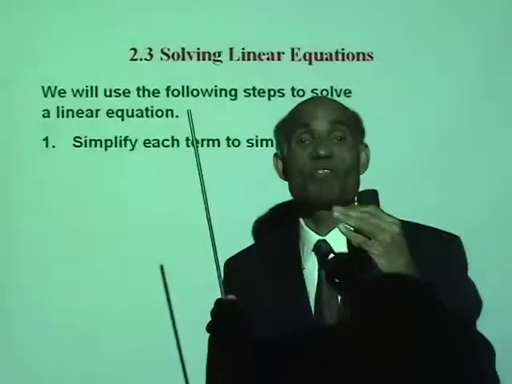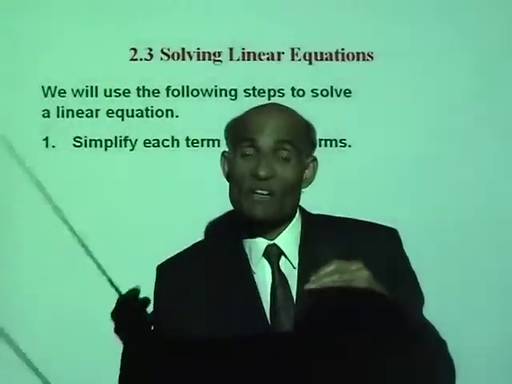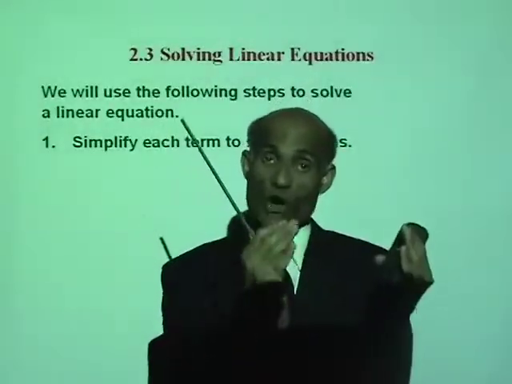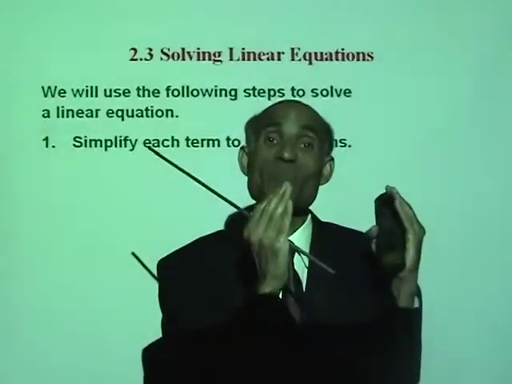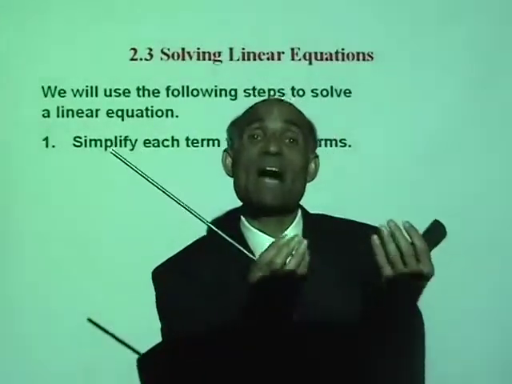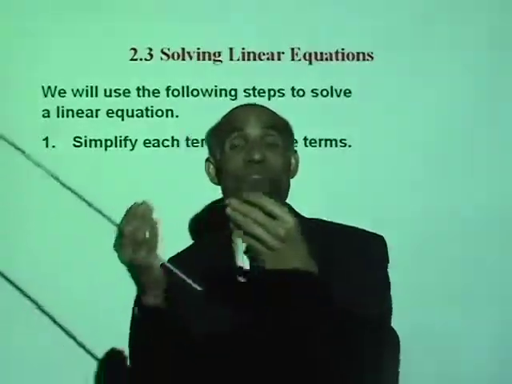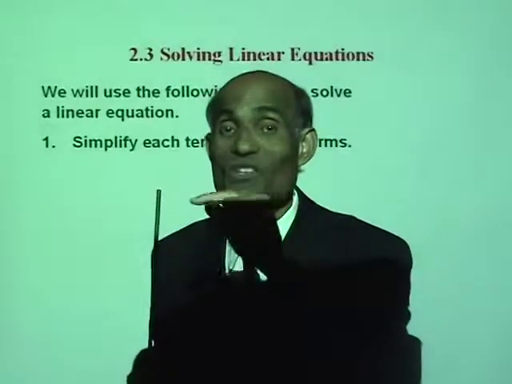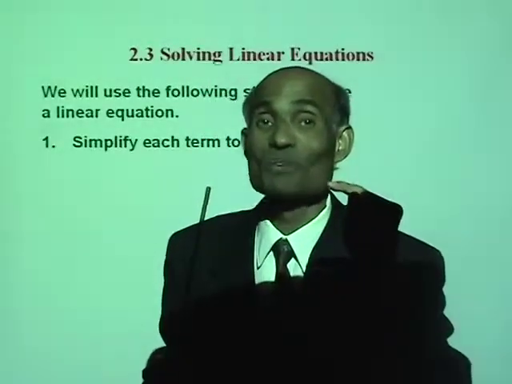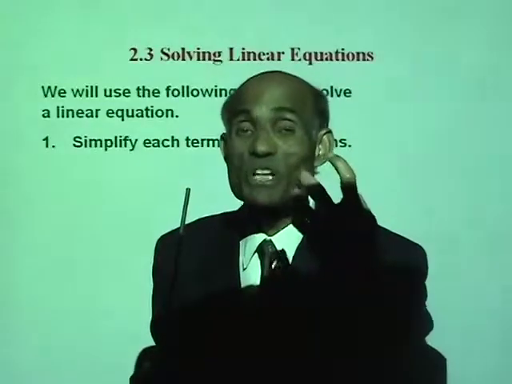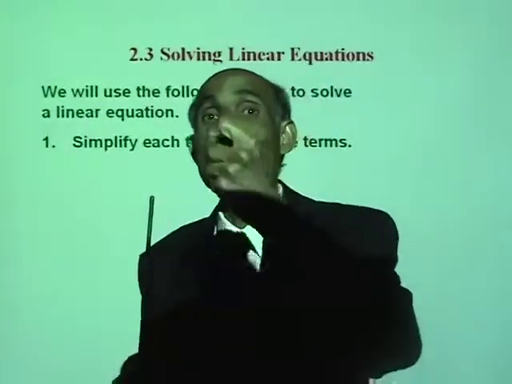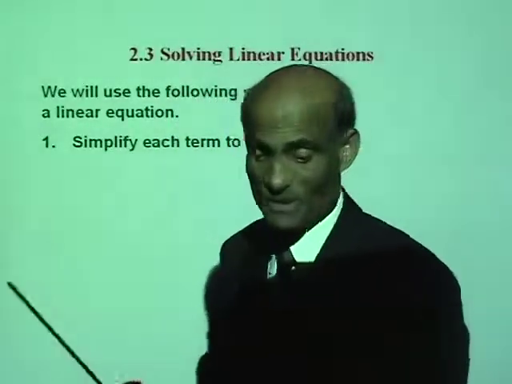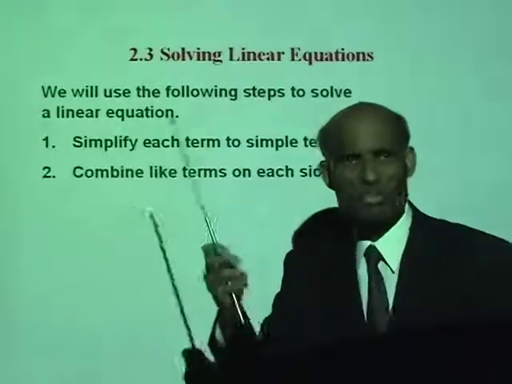A term, 5x is a term, 6x is another term, plus 10 is another term, so that on each side of the equation you have these simple terms that you can move from one side to the other. You know the rule for moving a term from one side of the equation to the other. What's the rule? A term sitting on one side can be moved to the other side by changing its sign. So simplify each term to simple terms.